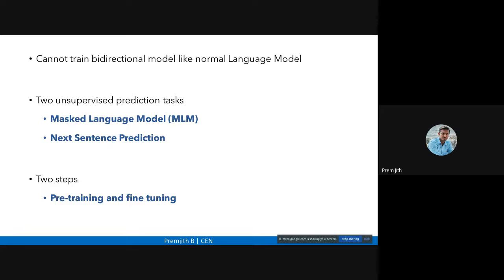So there are two steps in BERT training. One is pre-training and the other is fine-tuning. Pre-training means providing a huge amount of data.